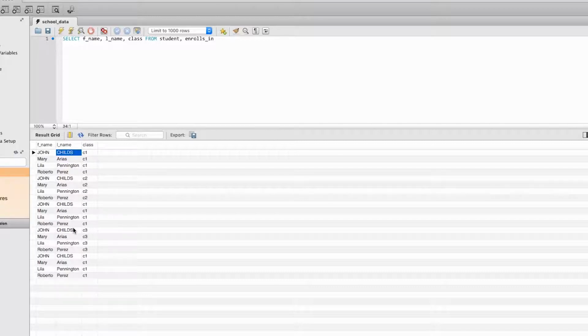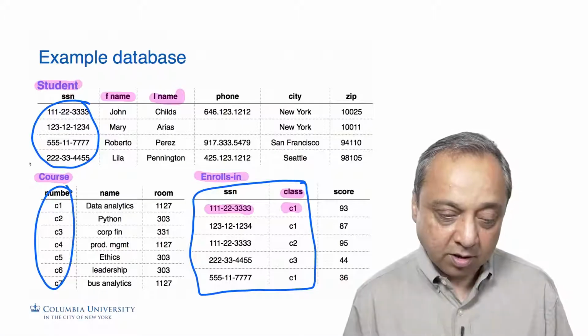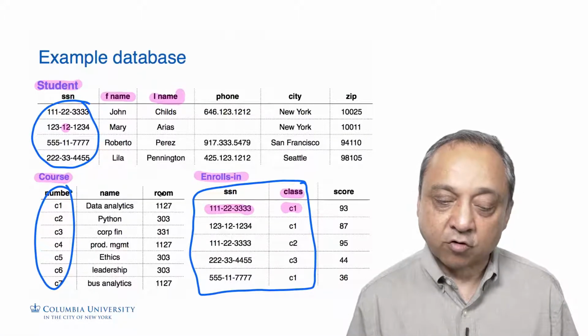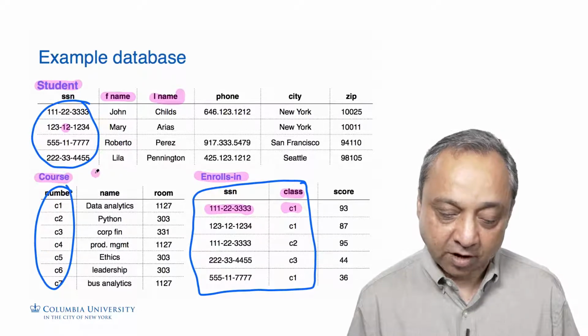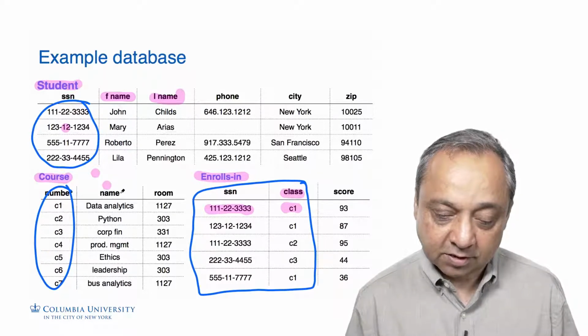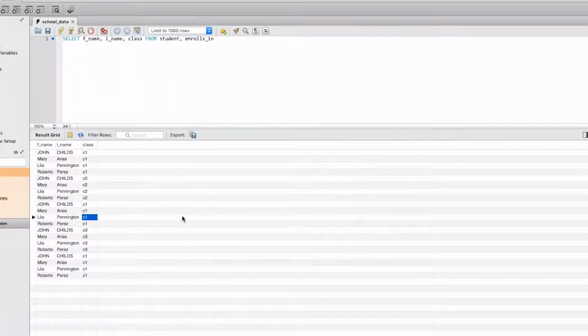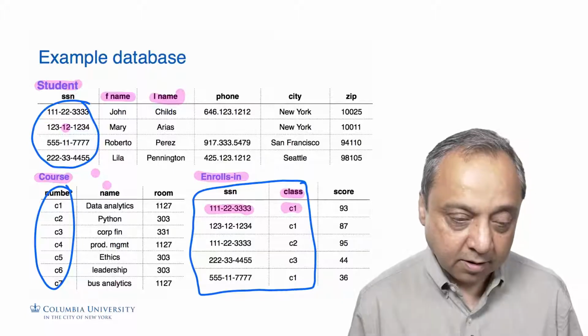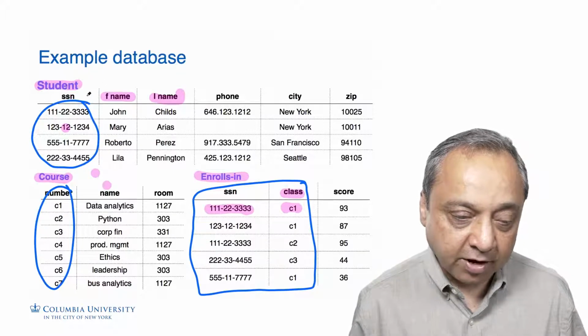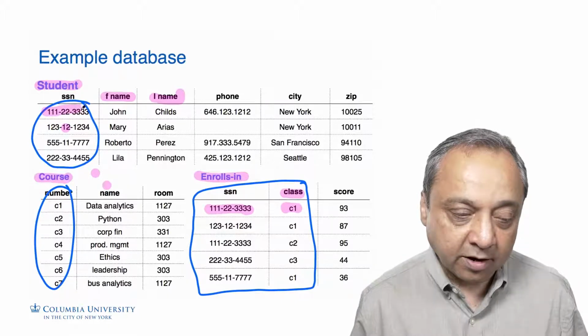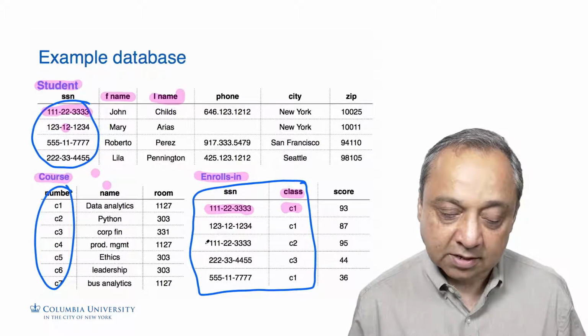It's sort of like a mess, because it's taken all the possible combinations of every row in our student table with every row in our enrolls table. So we get John Childs for every possible combination here: C1, C2, C3, C1, C2, C3, everything, right? We don't really want that. What we want is a restricted result. We want this to be constrained so that we only choose rows where the social security number in this table matches the social security number in this table.